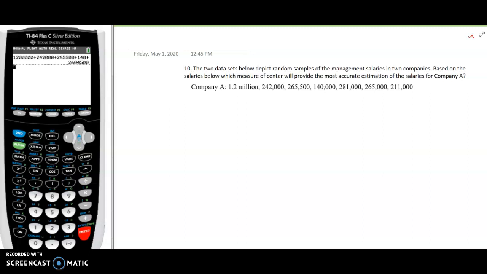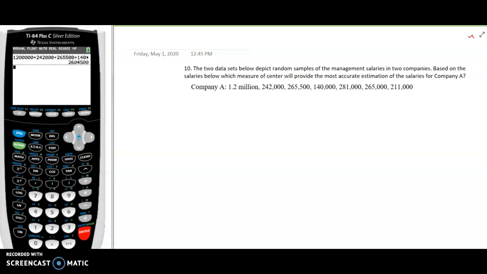Hey guys, I just wanted to go over number 10 from your exit slip from last week. It's kind of an important concept that's really quick to understand, hopefully, but without our chance to participate in class and talk about it, it's maybe not easily grasped from all the videos.